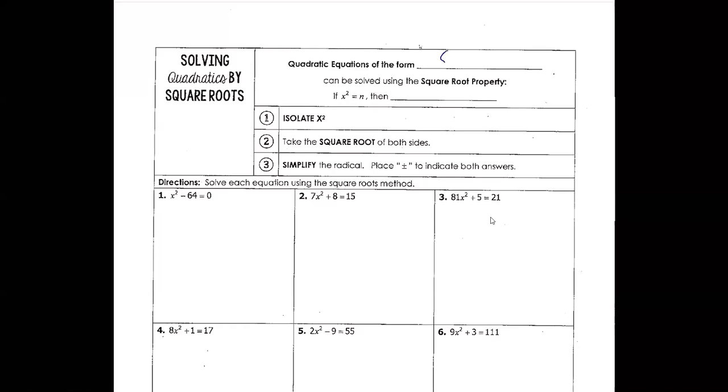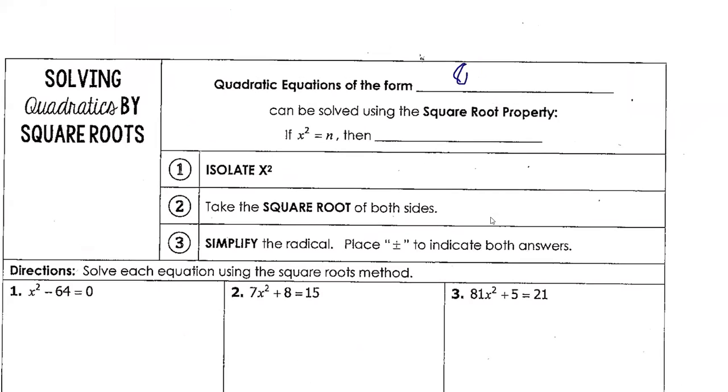Let's see if I can write, not like a child. If you have ax squared plus a constant equal to 0, if you have something in this form, this is the method you're going to want to use. If you have an x squared and a constant, like no middle x term, this is a good method.